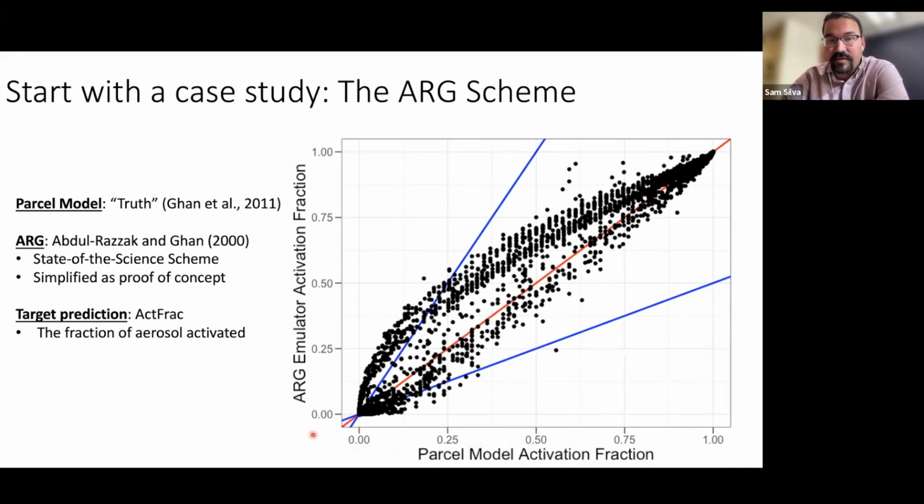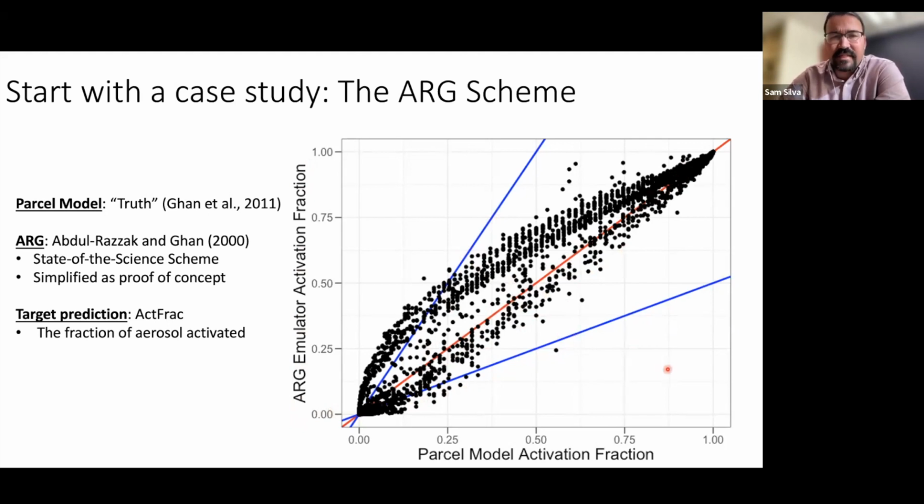This quantity varies from 0 to 1 because we're predicting a fraction of aerosol in a given location that are activated. And you can see broadly that the parameterization tends to do a fairly decent job. The 1-to-1 line is shown in red, the 2-to-1 lines are shown in blue. In general, we cluster pretty closely on that 1-to-1 line with some reasonably substantial spread.